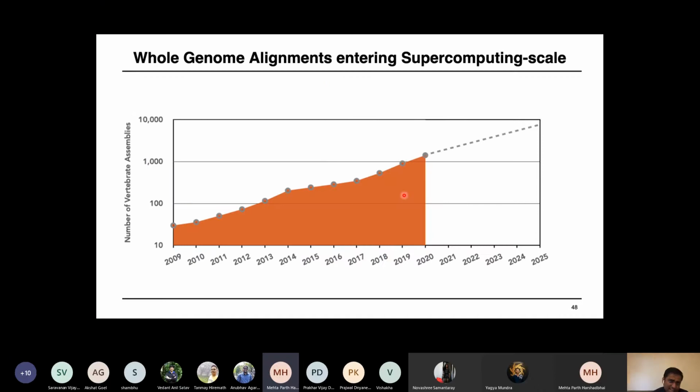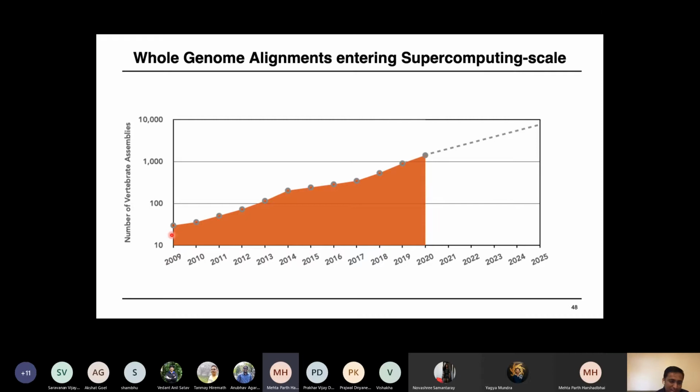Now, the interesting thing is, in recent years, I think the whole genome alignment application in comparative genomics has really entered the supercomputing scale. So just 20 years back, in 2001, we had sequenced through the Human Genome Project the very first human. That was in 2001. And by 2009, we had about tens of species.